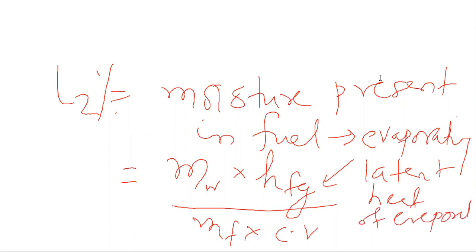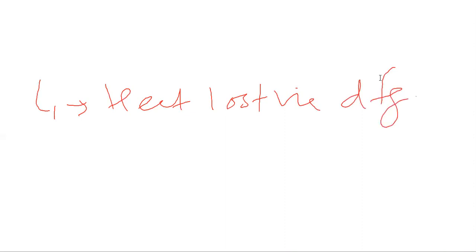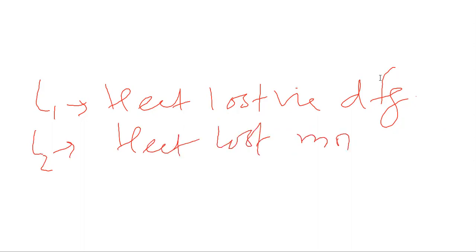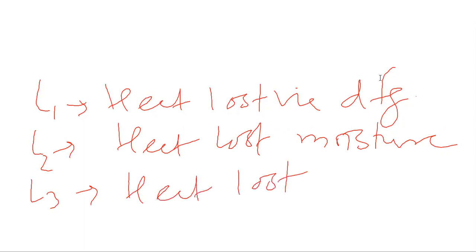So you'll find that there are a number of losses. Okay, and I'm not going to discuss those losses in detail. One, as I said, the major loss is heat lost via the flue gases, via dry flue gases. DFG means dry flue gases. L2 is heat lost because of moisture in the fuel, which gets evaporated. L3 could be heat lost because of, let us say, hydrogen in the fuel, which gets converted to water, and then water is evaporated.